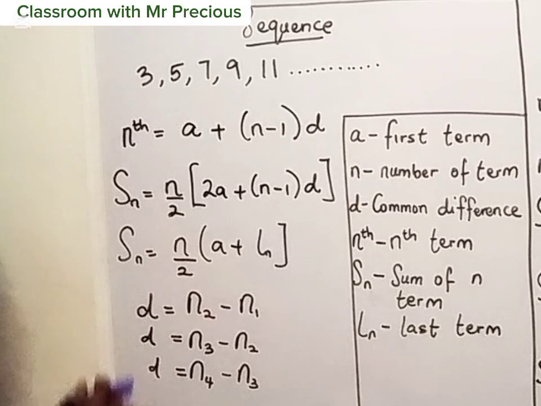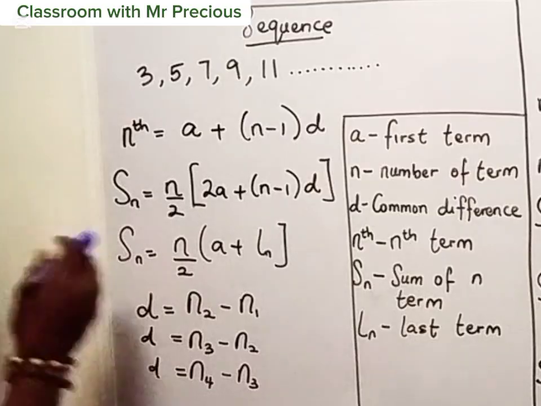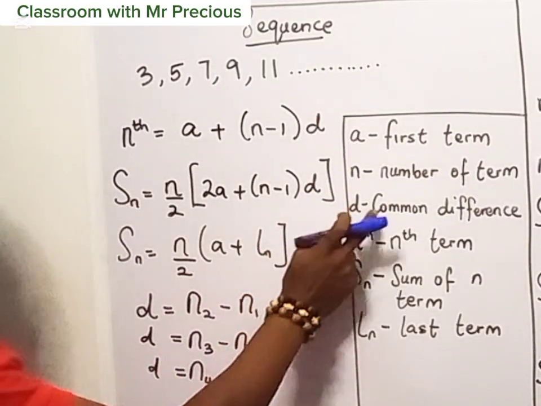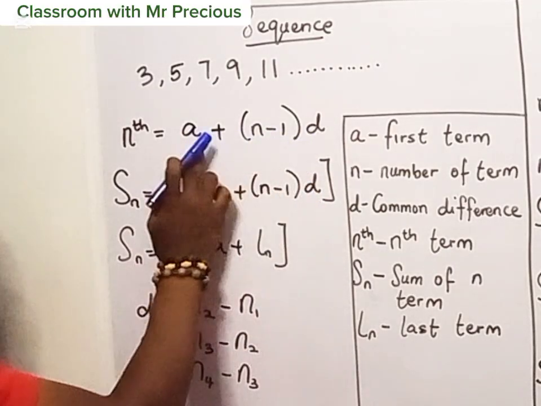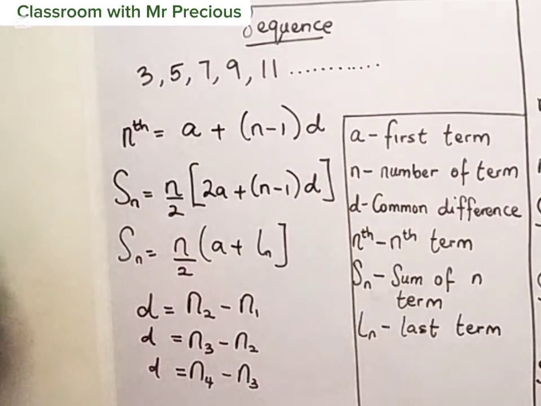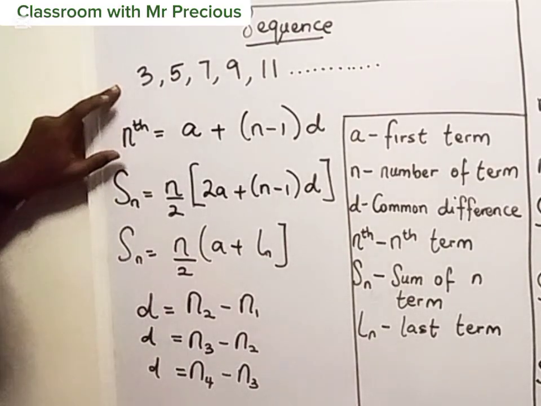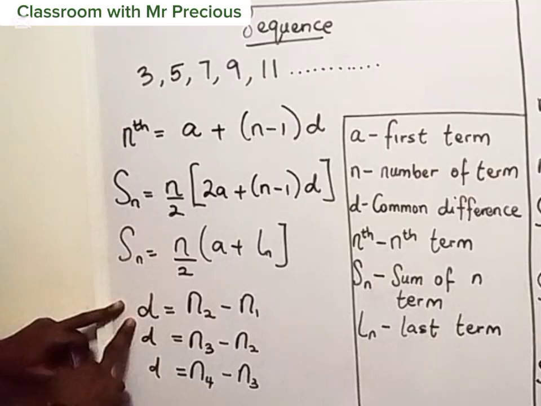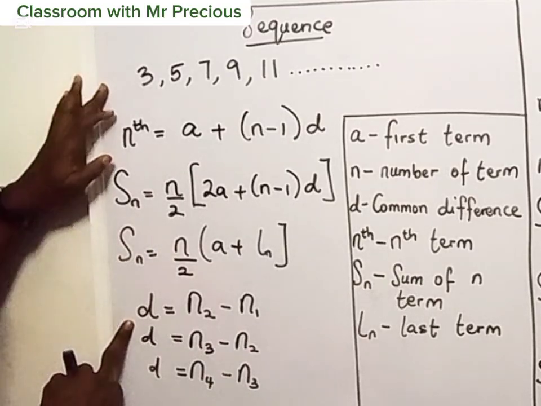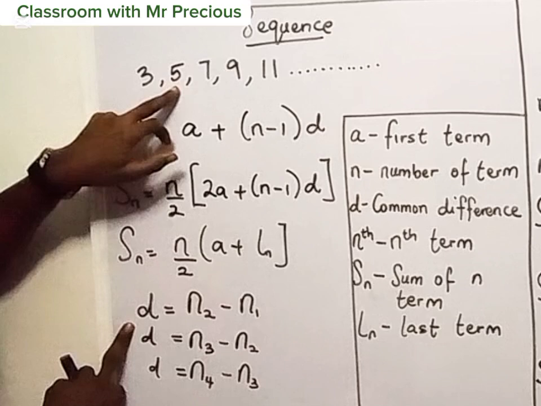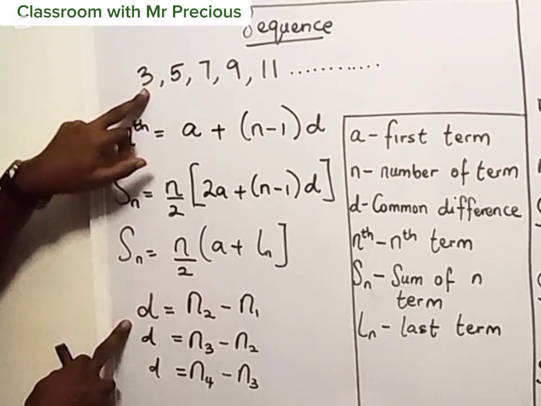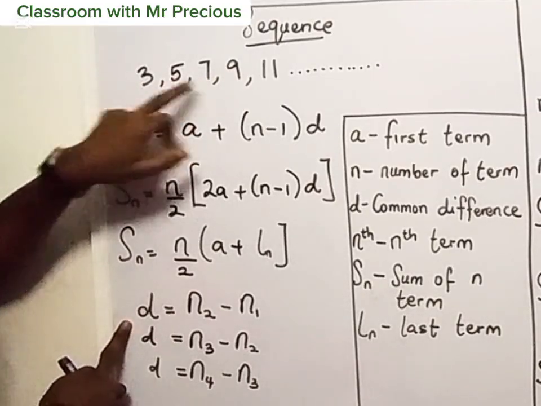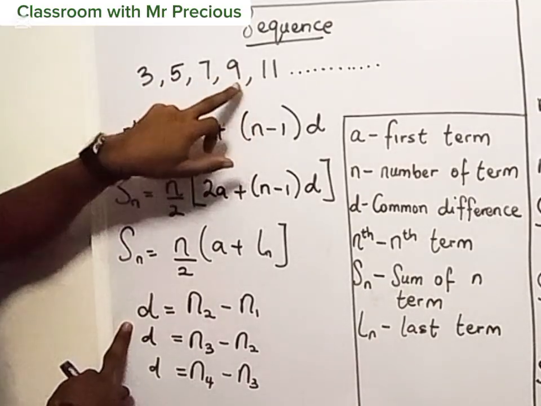Now the common difference, just like I explained, is either plus or minus a particular number. That will give you the common difference. If you put all these things in this formula, you should get any term you want. Let's look at the example I gave now. How can you get the common difference? You can get it, if you are given a pattern, by doing second term minus first term. So 5 minus 3 is 2, so you know that the difference is 2. Or 7 minus 5 is still 2. 9 minus 7 is still 2. 11 minus 9 is still 2.